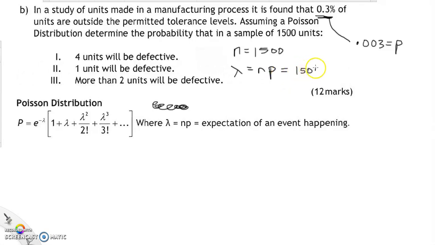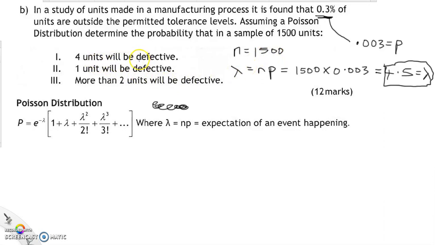So to get lambda, 1500 multiplied by 0.003 gives us 9 over 2, or 4.5 for lambda. Let me write that down again, that's lambda. So that's a key piece here for the Poisson distribution. We have lambda equals 4.5 and n is 1500.